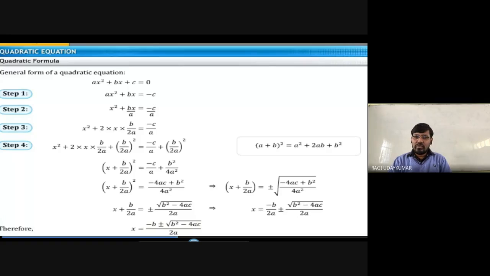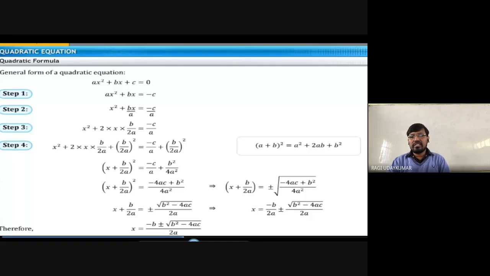Suppose let us take one quadratic equation into consideration, and using this formula also you can find the roots. In case the factorization is not possible, and the completing square method is also not possible, then you can use this formula to find out the roots of the quadratic equation.